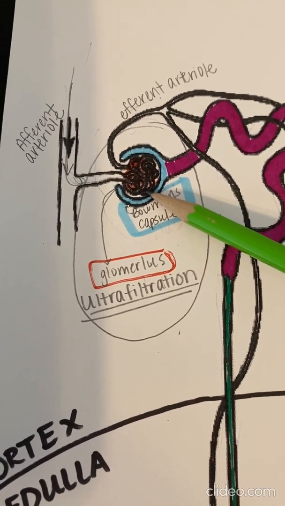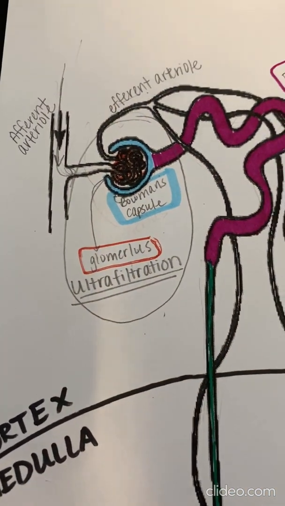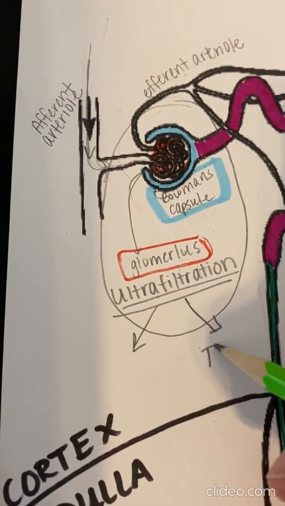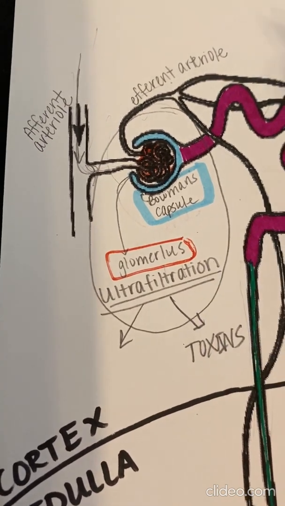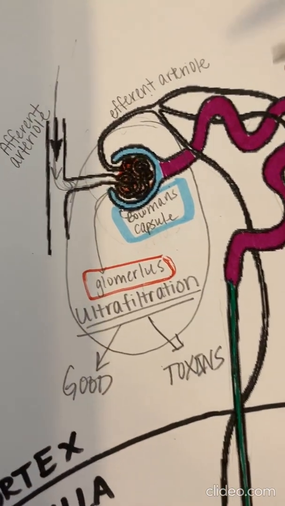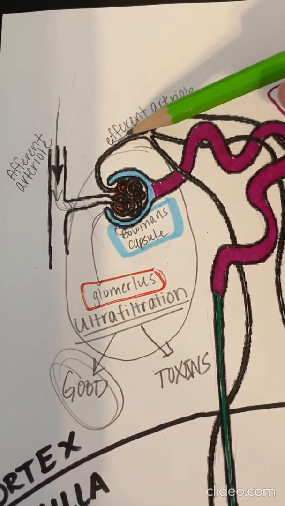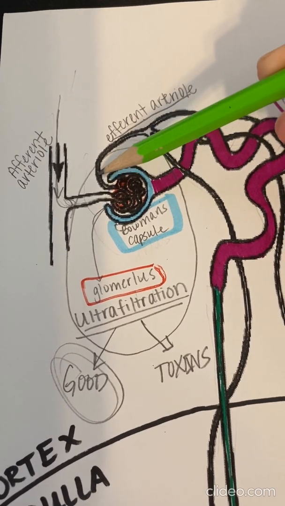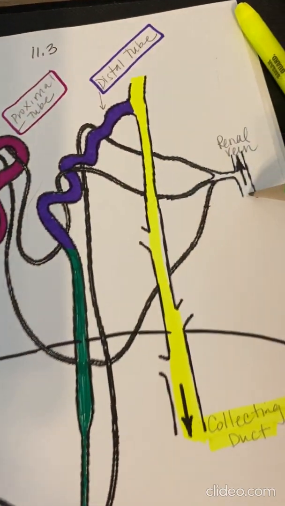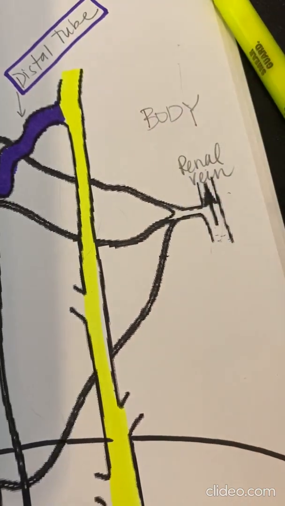So we're going to literally filter it. We're going to get rid of the toxins, the glucose, the amino acids, the ions. We're going to separate them into two things: the toxins and the bad stuff, and the good blood. That's literally what happens here. Now, the good stuff is going to go to the efferent arteriole. This is the good blood. It's going to go through all of this capillary network and make its way out through the renal vein, where it will go back into the body towards the heart to be repumped.